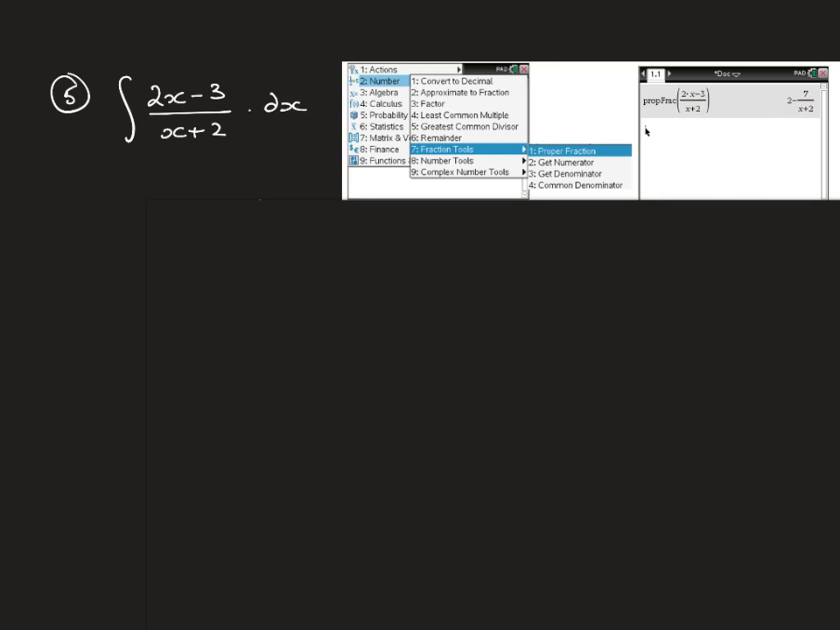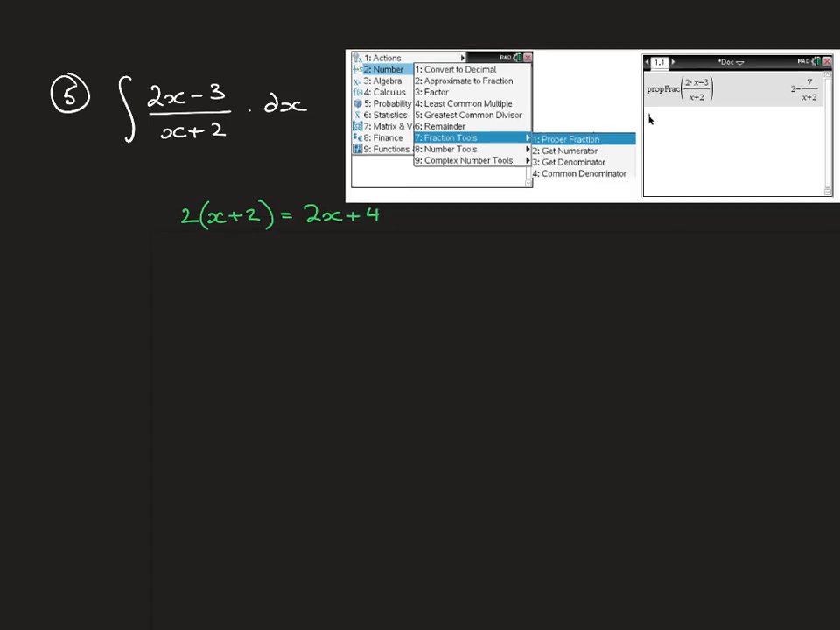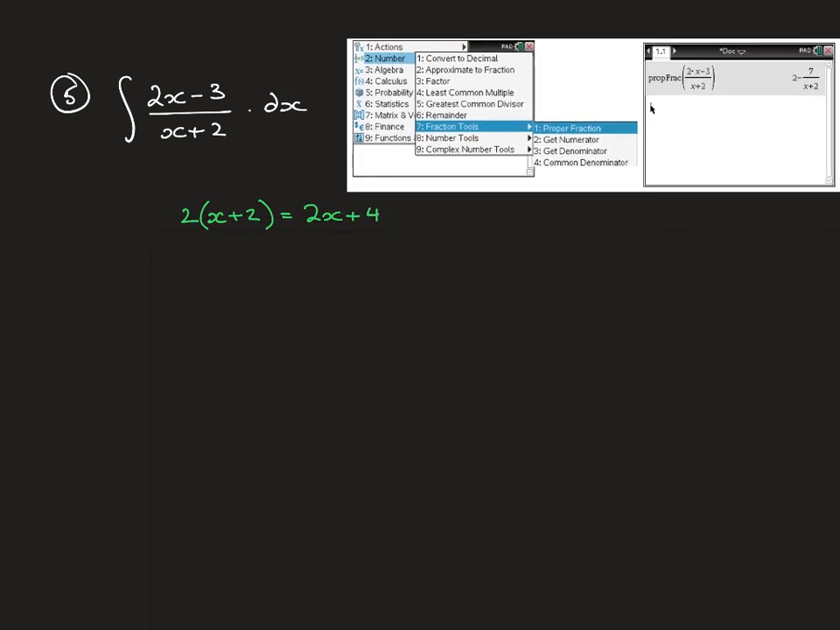Okay, so the first step that we're going to do is write our denominator as having the same... let me try again.